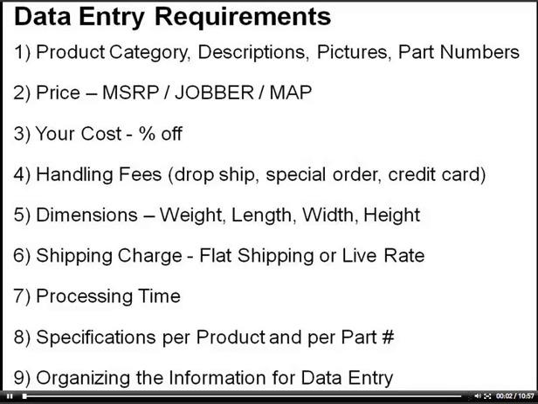Before you can start entering products, you first have to organize your raw data. This is how you start data entry. The first step is you need to figure out where the product is going to go in which category, where you're going to get the descriptions for the product, the pictures of the product, and the part numbers.